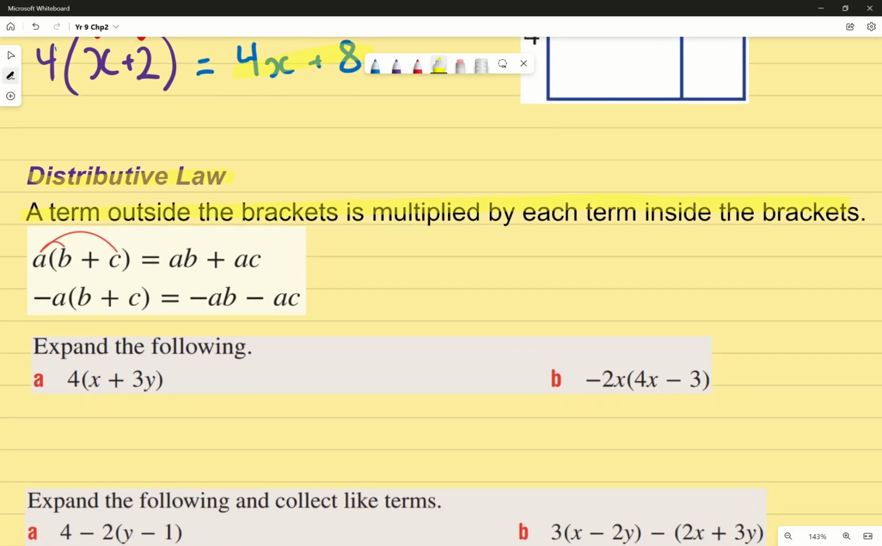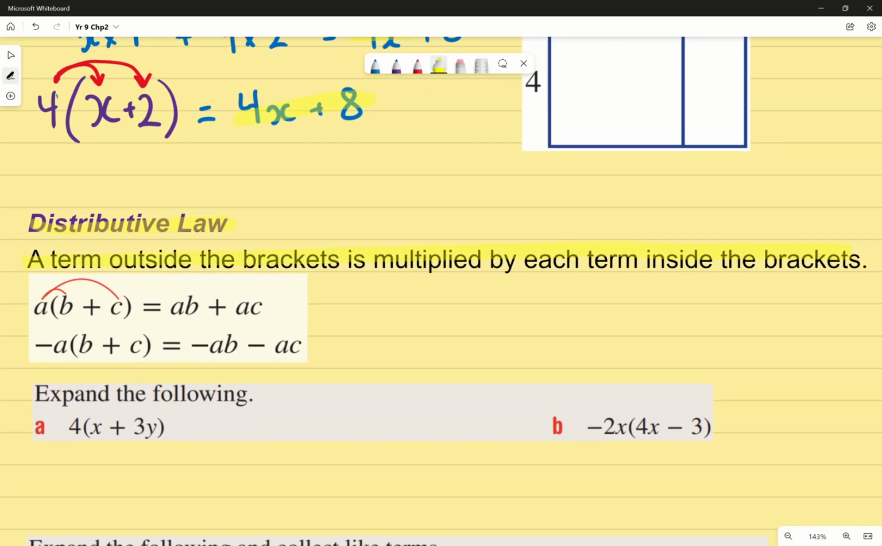If you are curious, this right here is a formula for it. You don't have to write that down. It's just a general formula. But it just means if it's in the front, we multiply everything inside by it. And so you'll see you get A times B plus A times C. Don't have to write that down. That's just a general formula.